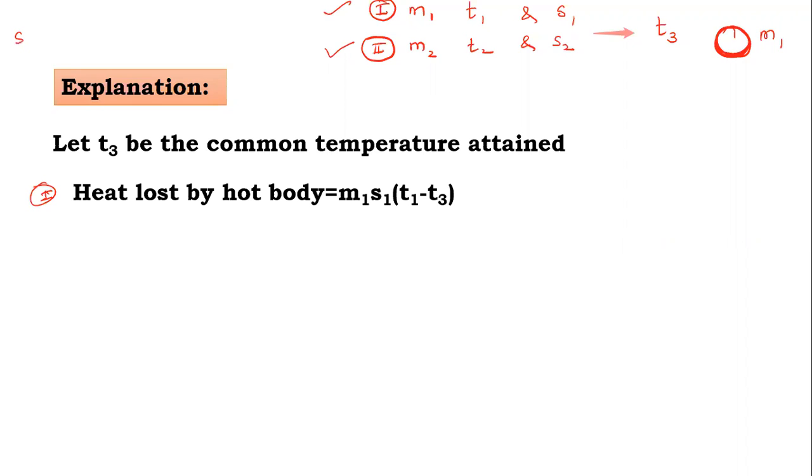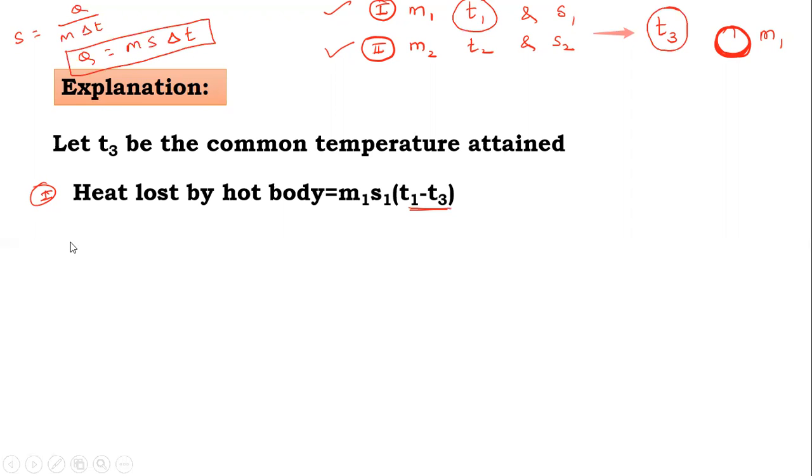By using the formula of specific heat, we know that specific heat S is equal to Q upon M into delta T. So Q is equal to M S delta T, the formula for heat lost. Now heat lost by the hot body, the first body, is M1 S1 and the temperature change. Initially body 1 has a temperature T1, and after some time it attains a temperature T3. So T1 minus T3 is the temperature change.